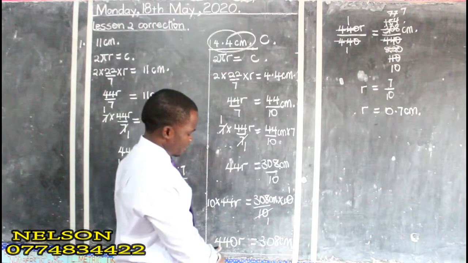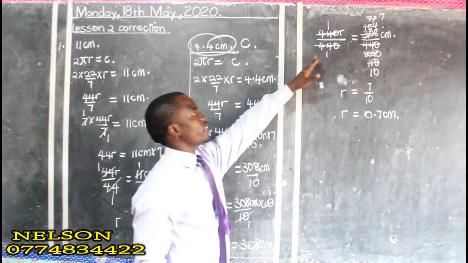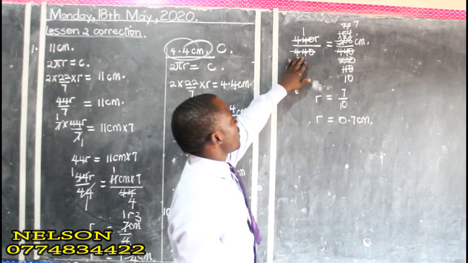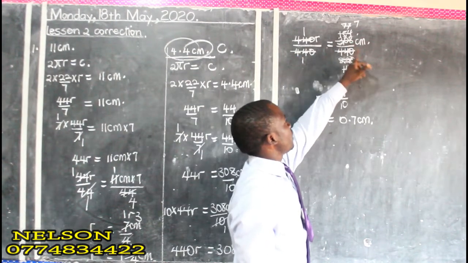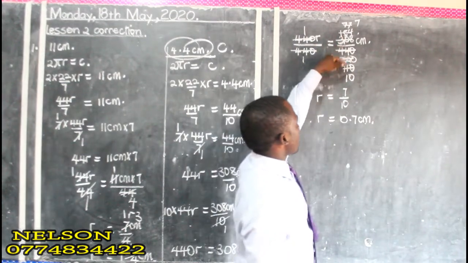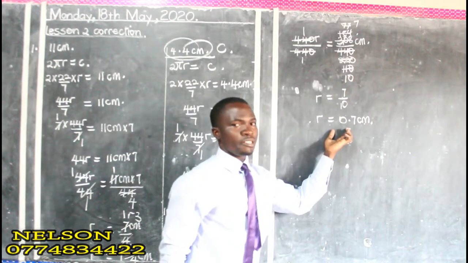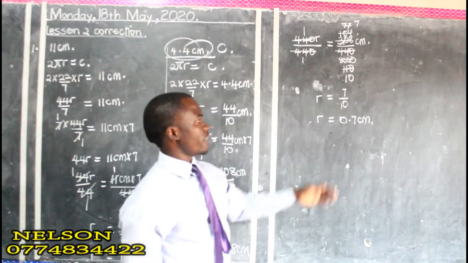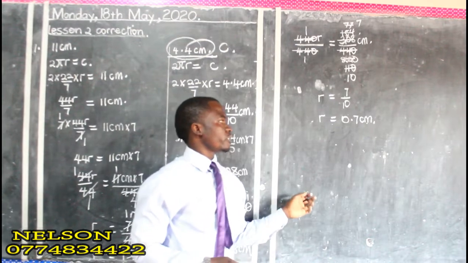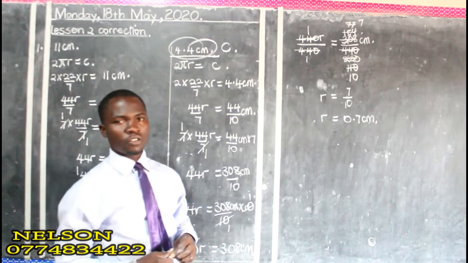We had to divide either side by 440 because it is the coefficient. 440 r out of 440 equals 308 out of 440. When we divided, we got 7 out of 10, and this 7 out of 10 we had to write in a decimal fraction, and the answer is 0.7 centimeters. Those are the corrections for the previous work of lesson 2.